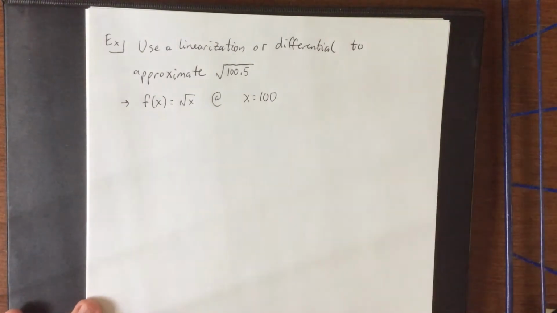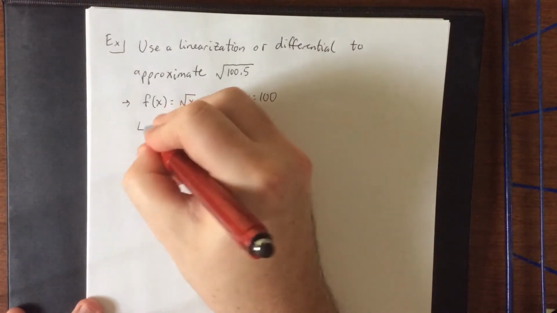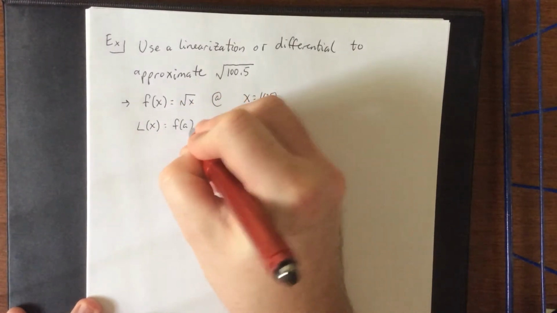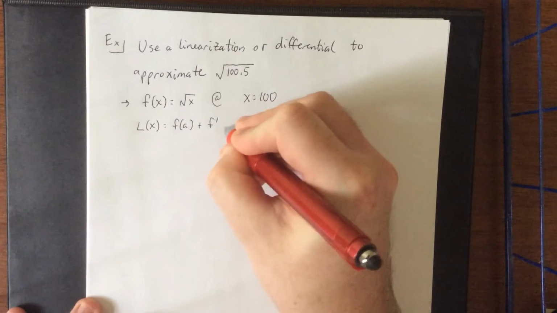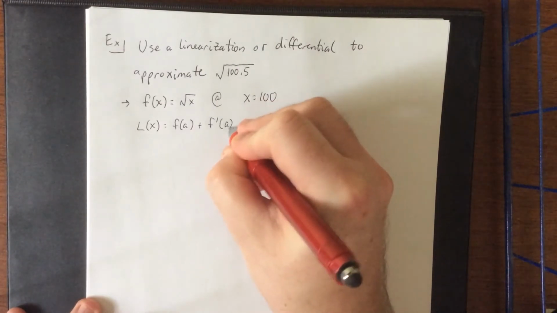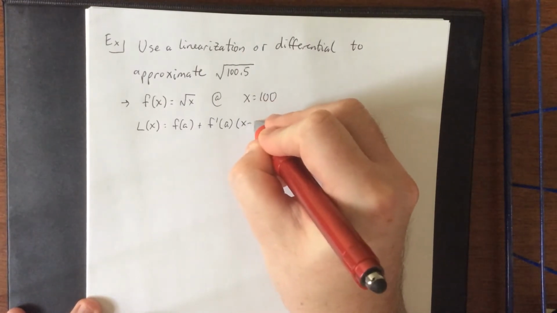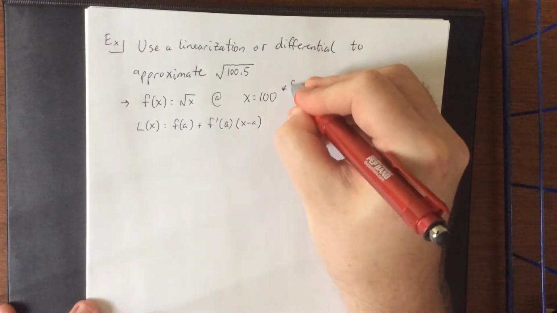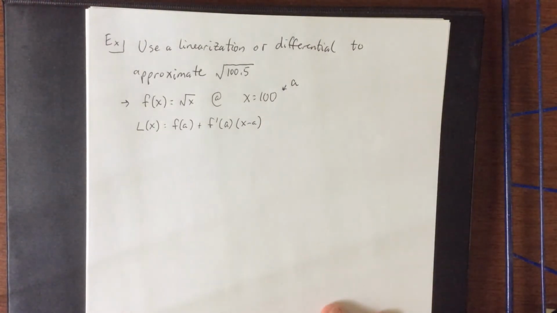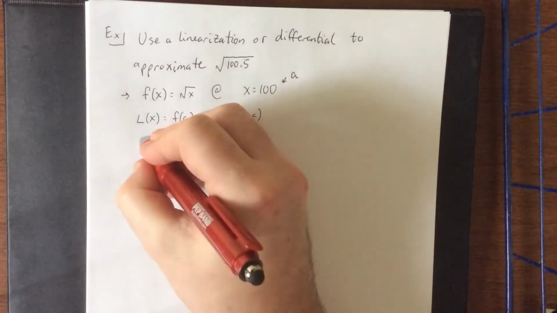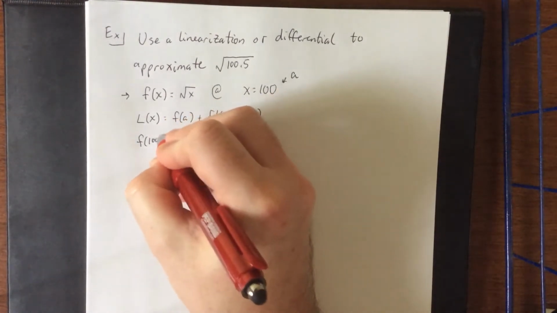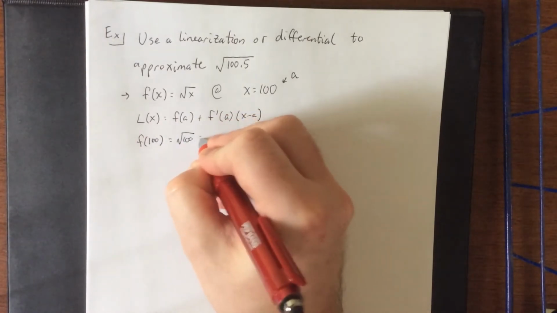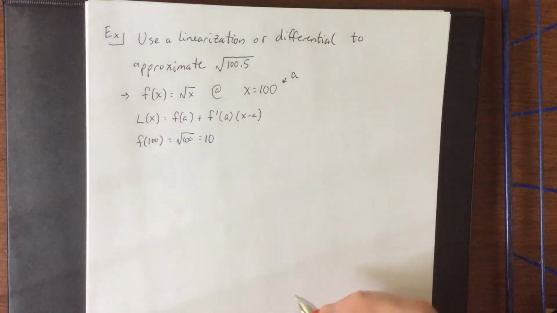Now if we wanted to go linearization, then we would set this up as the linearization of x is going to be equal to f of a plus f prime of a times x minus a. So this is where 100 would be the perceived a value. Now with that in mind, f of 100 will be equal to the square root of 100, which would be equal to 10.